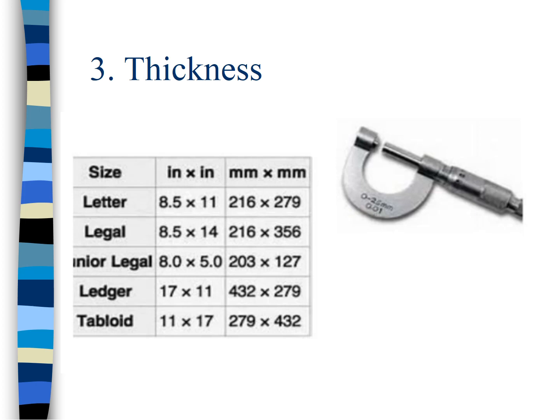So the next one is the thickness. So daripada thickness ni kita akan tahulah. So kebiasaannya saiz untuk letter berapa, saiz untuk legal, untuk ledger, tabloid berapa. So from the thickness analysis kita akan mengenal pasti dia punya size of paper.